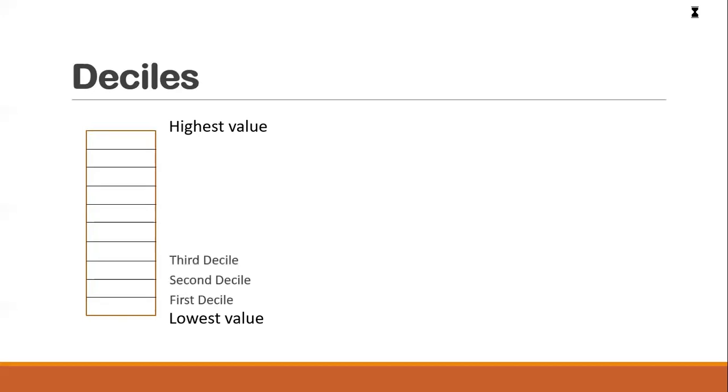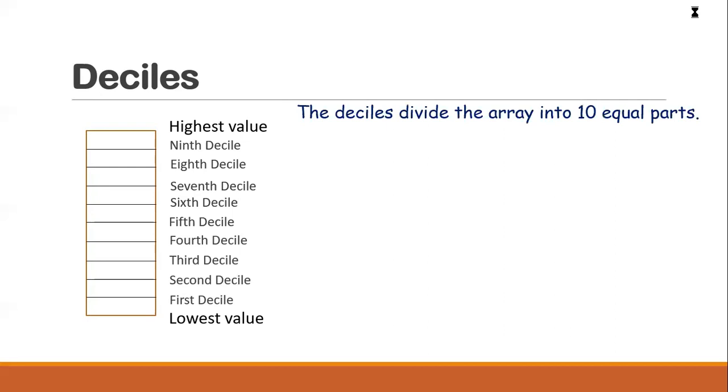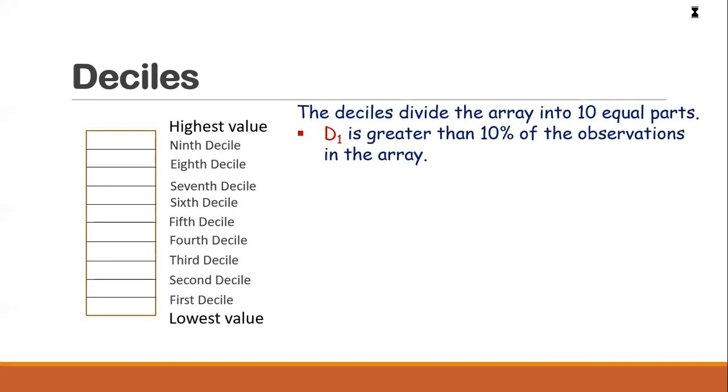When we divide the distribution into 10 equal parts, the partitions are now called deciles. So we have the first decile, second decile, third decile, fourth decile, fifth decile, sixth decile, seventh decile, eighth decile, and ninth decile. There are only 9 deciles, as there are 3 quartiles and only 1 median. The deciles divide the array into 10 equal parts.